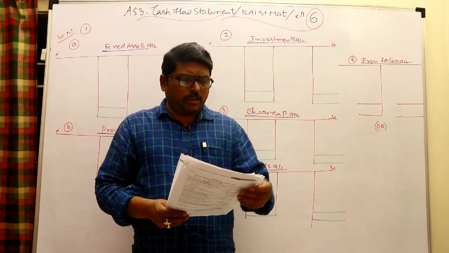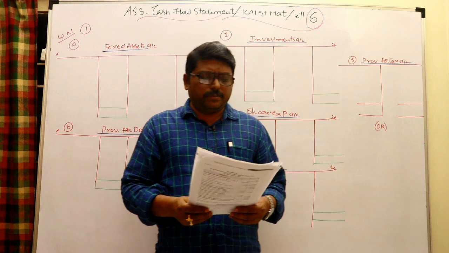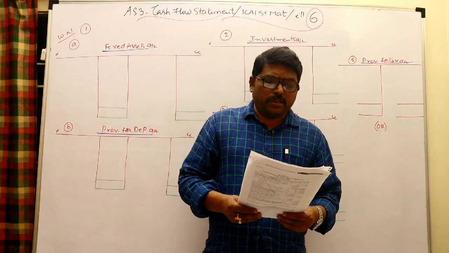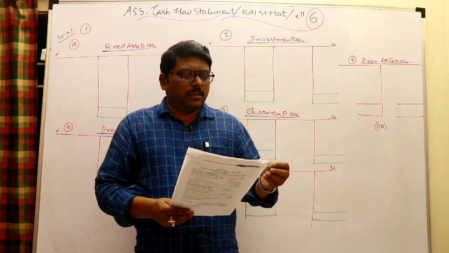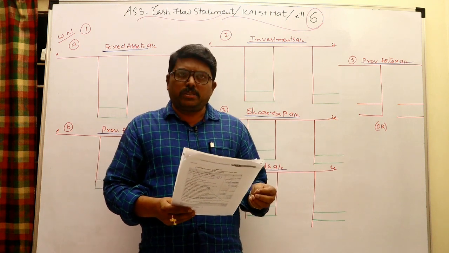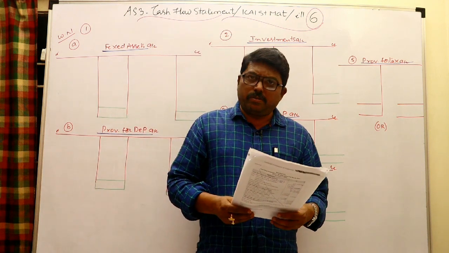Right, the analysis is given, you are given 8 adjustments here. Prepare a cash flow statement by using the indirect method, operating activity. Okay, all 8 adjustments are given. I will read, I will explain one by one.